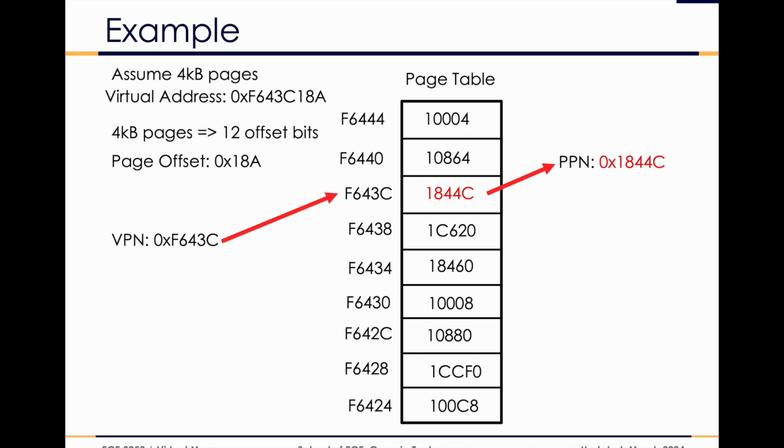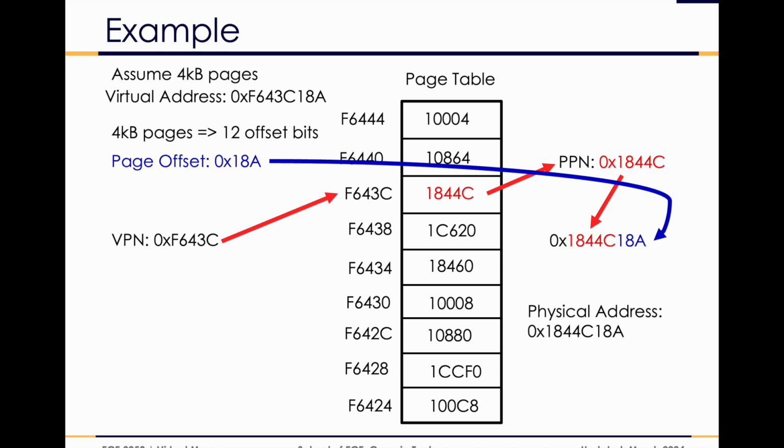Now we need to combine this, because this isn't the final physical address we're looking for. We take the physical page number and combine it with the page offset. The page offset, 0x18A, is exactly the same as the one from our virtual address. We don't need to make any modifications to it; we just take it as is. Then we combine these two, so our physical address becomes 0x1844C18A. That's the physical address, and that's a very basic example of how this would work.